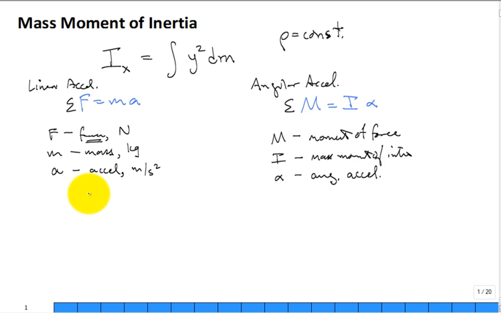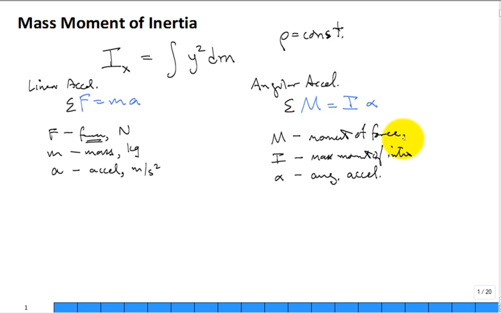Okay, let's take a look at the parallel. So you have two accelerations, linear acceleration and angular acceleration, a or alpha. That's parallel. F or M, you have the force or the moment of the force, and then you have m for mass, and then you have cap I, mass moment of inertia. Hopefully you see the parallelism.